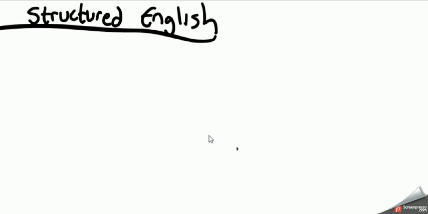There are three different ways you can express, write out, or represent algorithms. The first way we could look at is structured English.